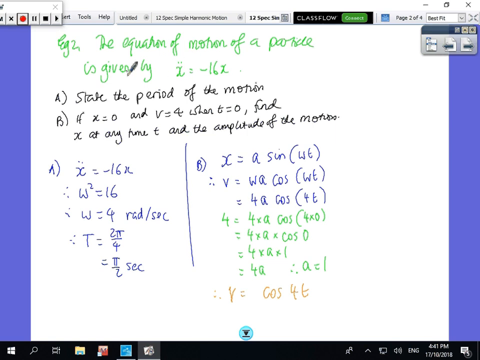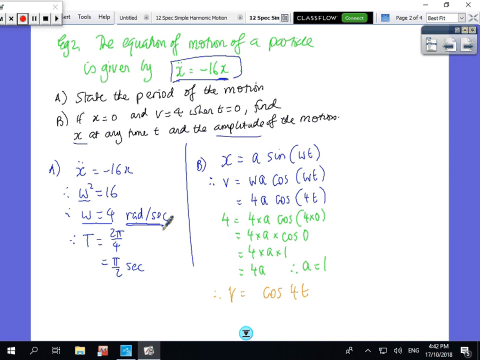Okay, so I've got another worked example. Acceleration is minus 16x. State the period. If x equals 0, v equals 4, when t equals 2, find x and find the amplitude. First of all, we've got the acceleration exactly in the form of proportional to the displacement, so it's simple harmonic motion. Omega squared equals 16, so omega equals 4, and the unit is radians per second.